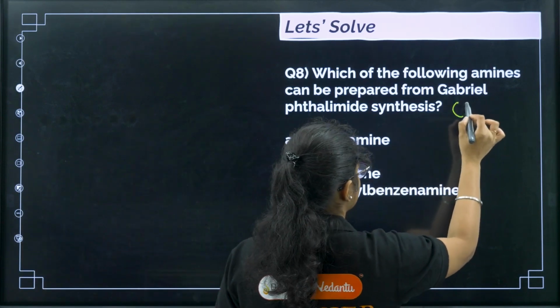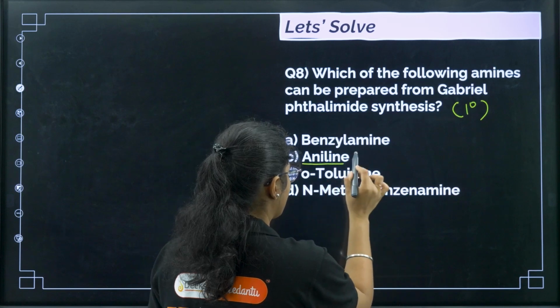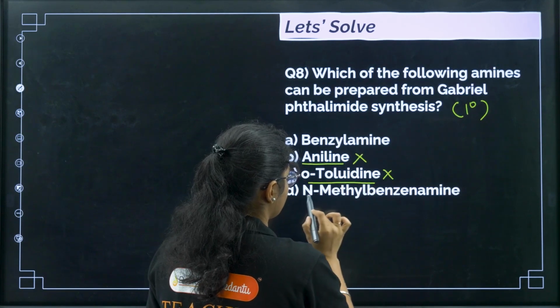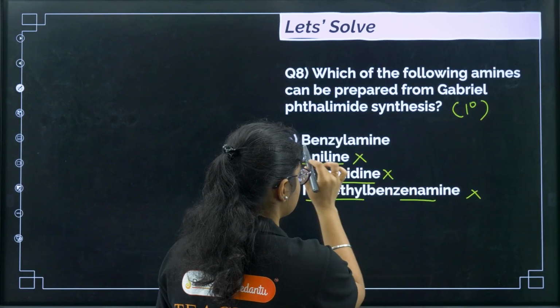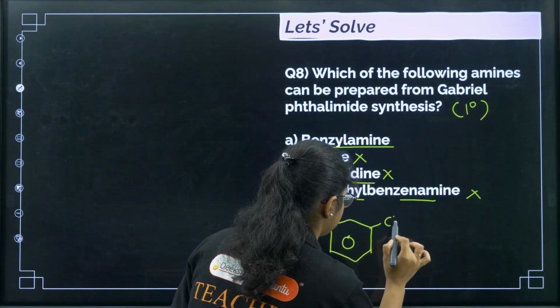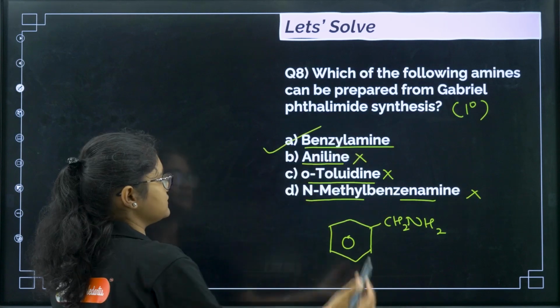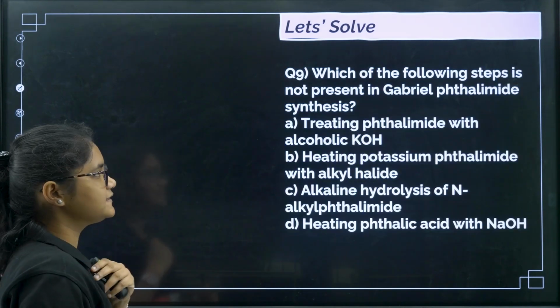Next, which of the following amines can be prepared from Gabriel phthalimide synthesis? If you remember, this is used only for the synthesis of primary amines, right? Aniline not there, orthotoluidine not there, and methylbenzenamine not this one. Benzylamine, that is CH2NH2, a primary amine. So the correct answer is option number A.